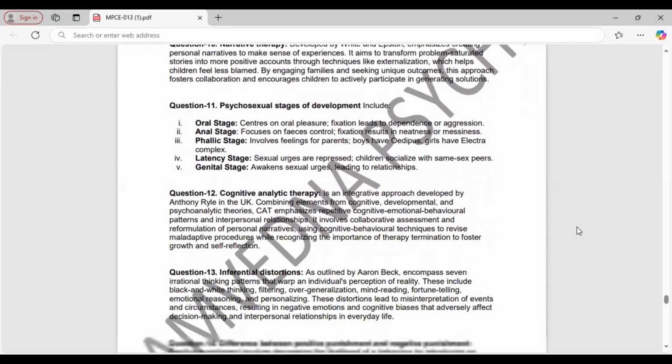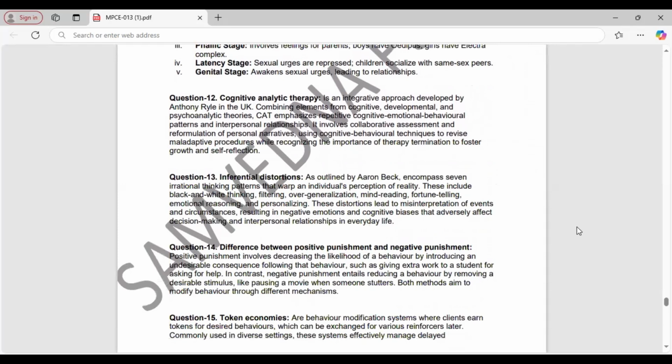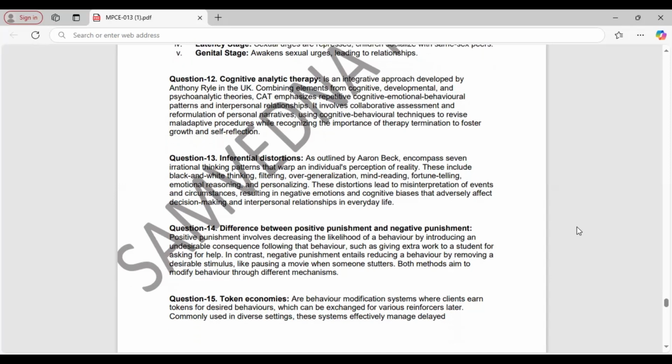Question 12, cognitive analytic therapy, CAT, an integrative approach combining cognitive, psychoanalytic, and developmental elements. It focuses on identifying and reformulating maladaptive patterns. It involves collaboration and uses cognitive behavioral techniques to encourage growth and self reflection, particularly in therapy termination. Question 13, inferential distortions. Beck's concept includes several irrational thought patterns like black and white thinking, overgeneralization, and emotional reasoning. These distortions lead to negative emotions and biased decision making, affecting daily interactions and perceptions.